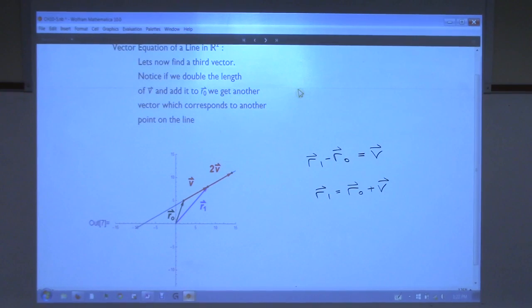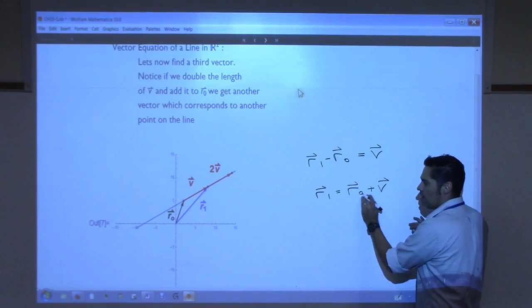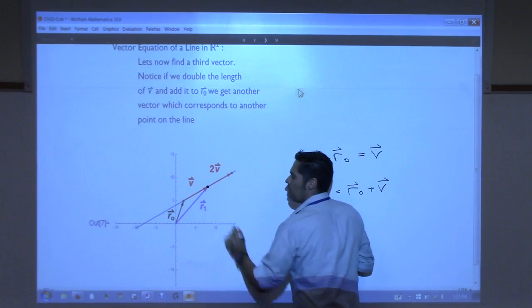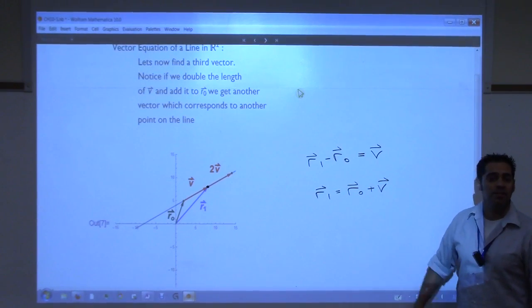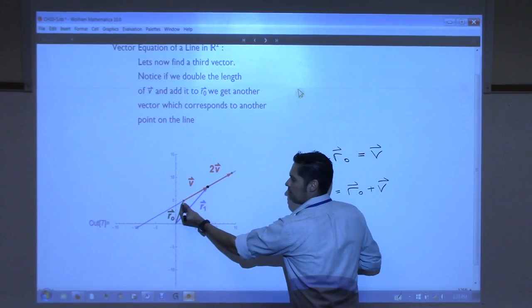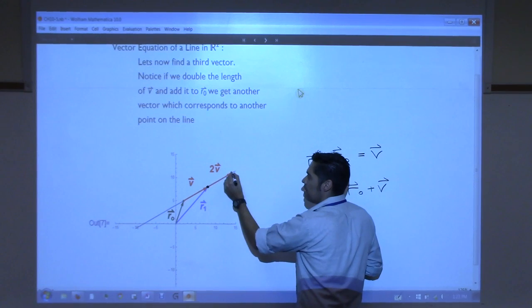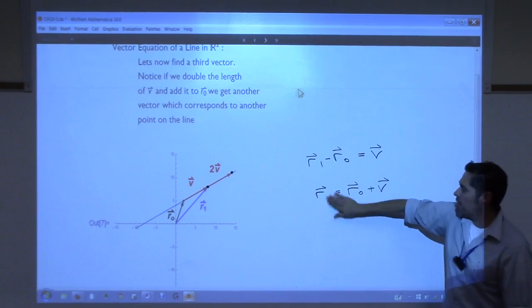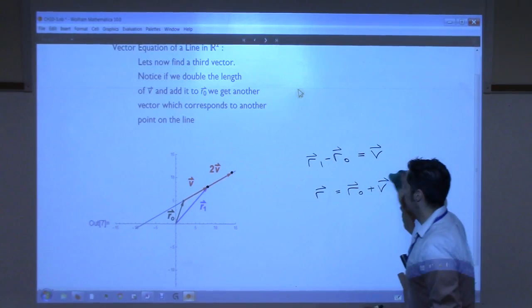Now check this out. What we knew is r1 was r naught plus v. r naught plus v got us here. But what if instead of doing r naught plus v, I did r naught plus 2v? Where would I be? Well, r naught, here's v. Double v would be twice as far down the road, right? So you'd be here. So I've created another point on the line, right? It's not r1 anymore. It's just some other point on the line, isn't it? Could you create another one?